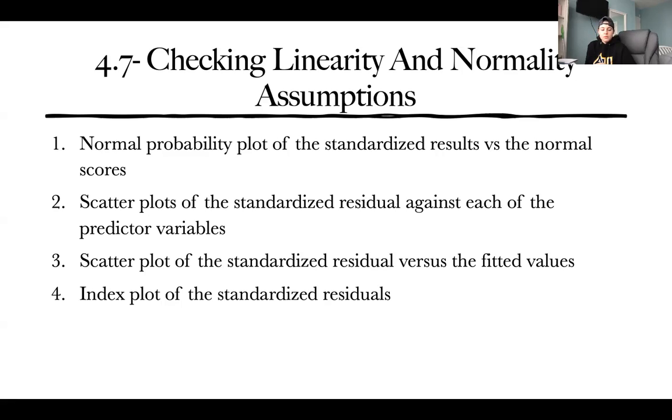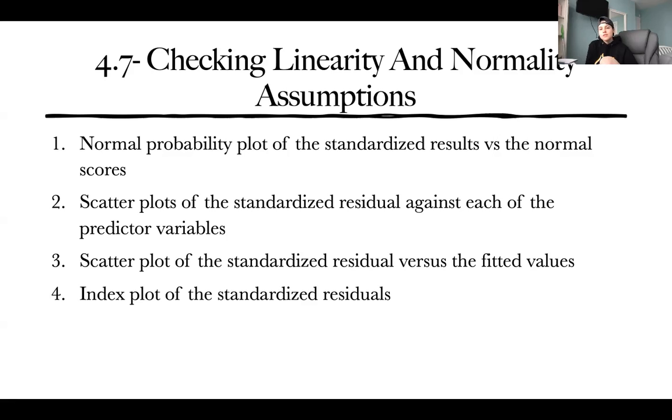The first one is the normal probability plot of the standardized residuals. This would be a plot of ordered standardized residuals versus normal scores. This plot should resemble a nearly straight line with an intercept of 0 and a slope of 1 under the normality assumption. The second is the scatter plot of standardized residuals against each of the predictor variables.